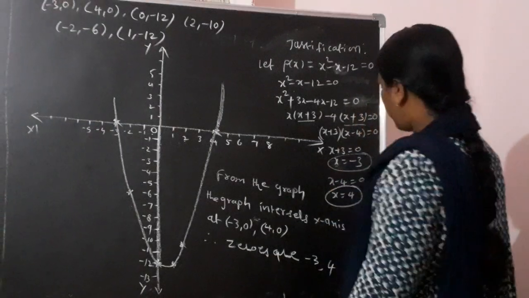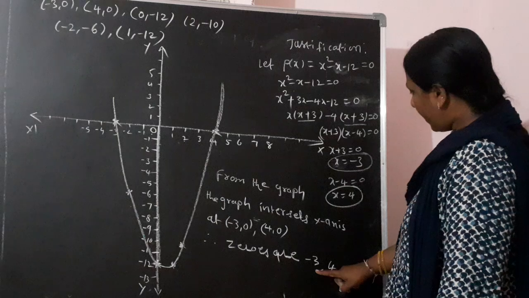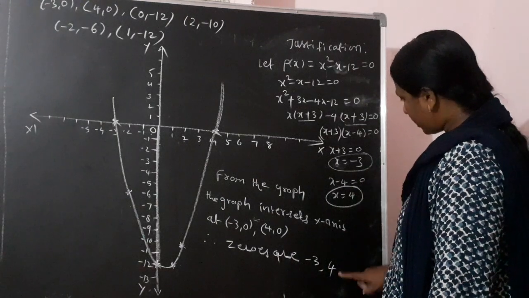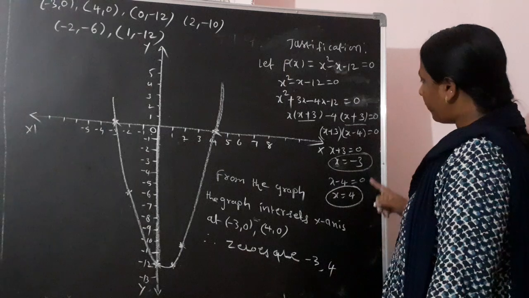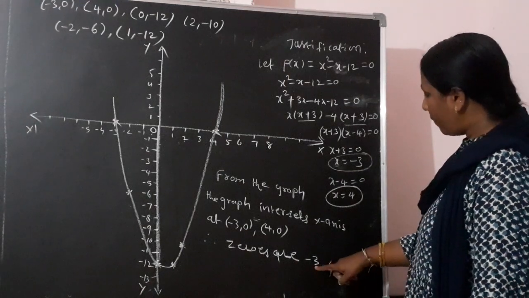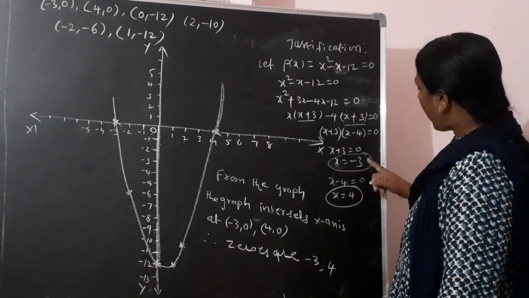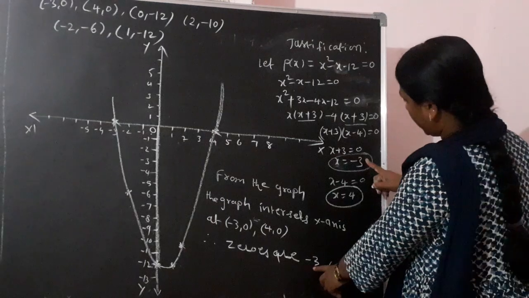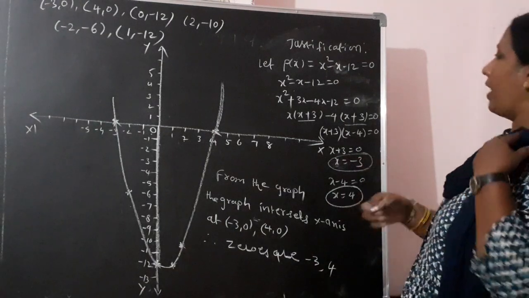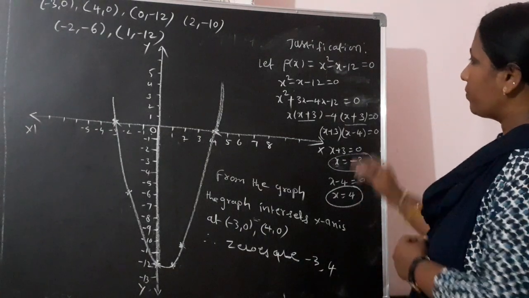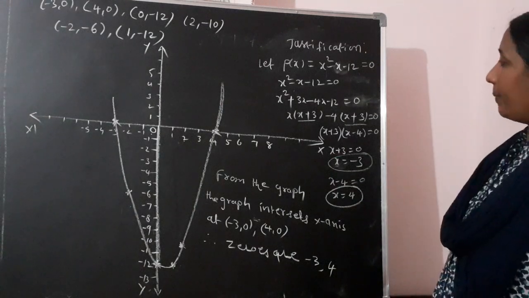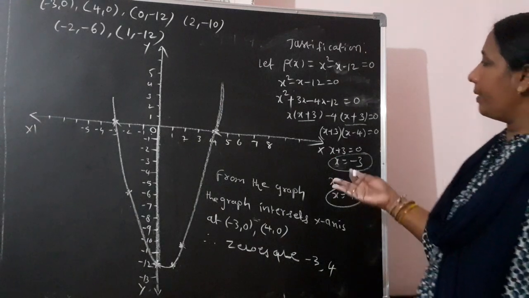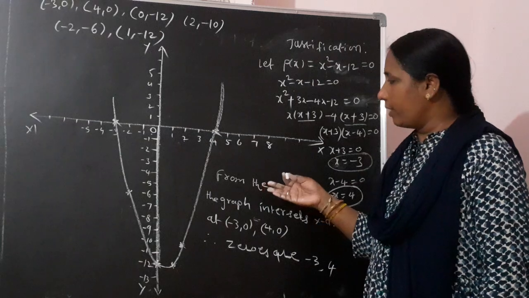See here, from the graph also -3 and 4. So this is the justification you have to verify. Okay. From the graph -3, 4 and from factorization also -3, 4, you have to verify like this. Okay. Then you will get maximum marks. I hope you understood this graph. All the best to everybody. Definitely it will be given in the annual exam.